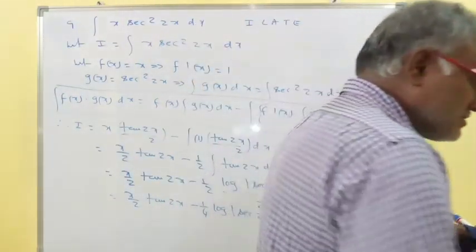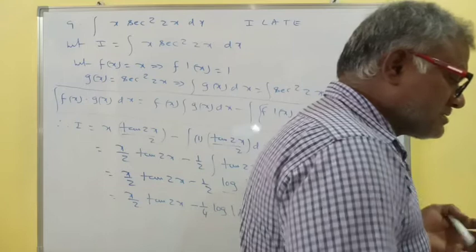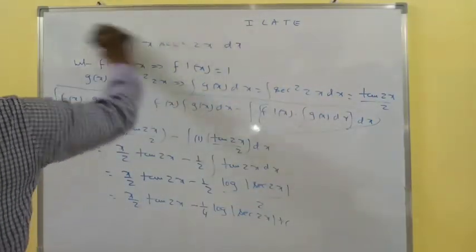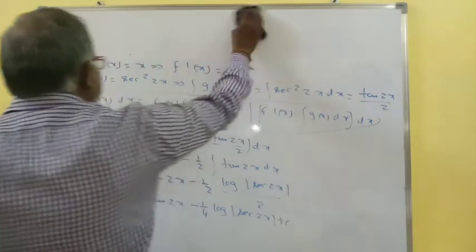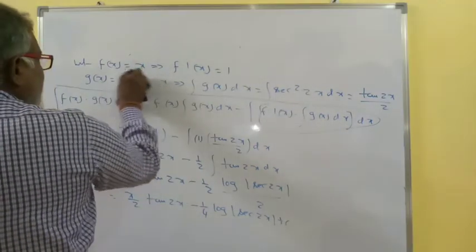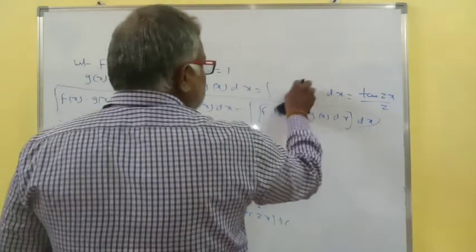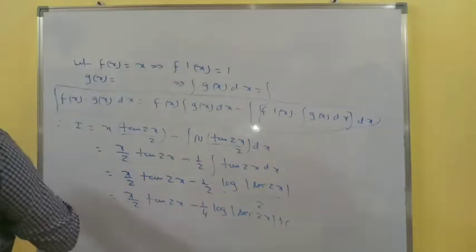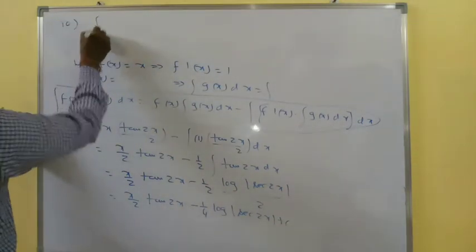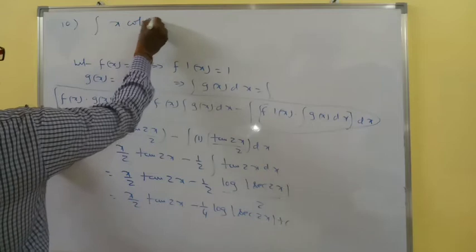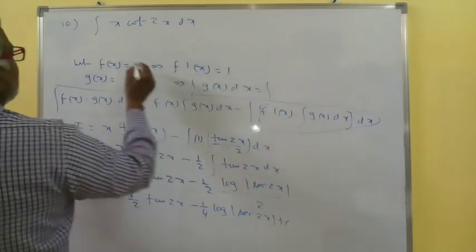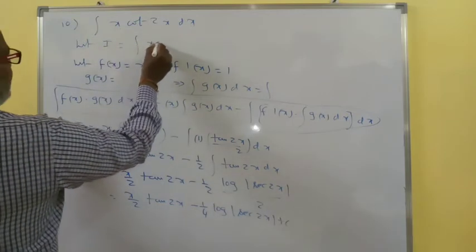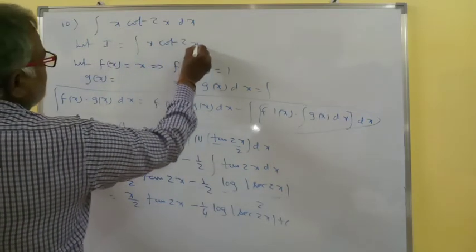Okay, next, 10th one, the integral of x cot square x dx. You see, same method, 10th one, integral of x cot square x dx. So let I be equal to the integral of x cot square x dx.